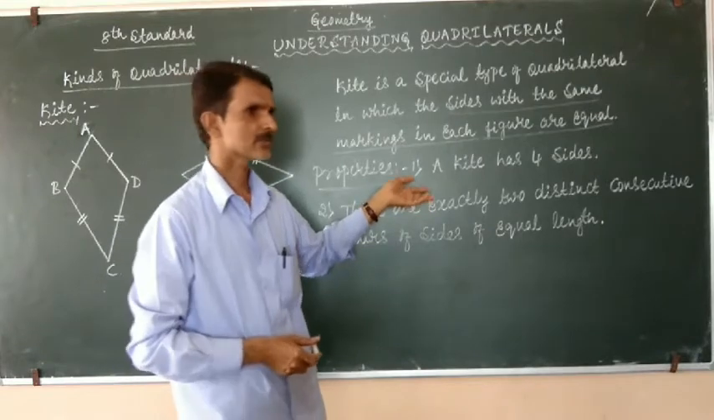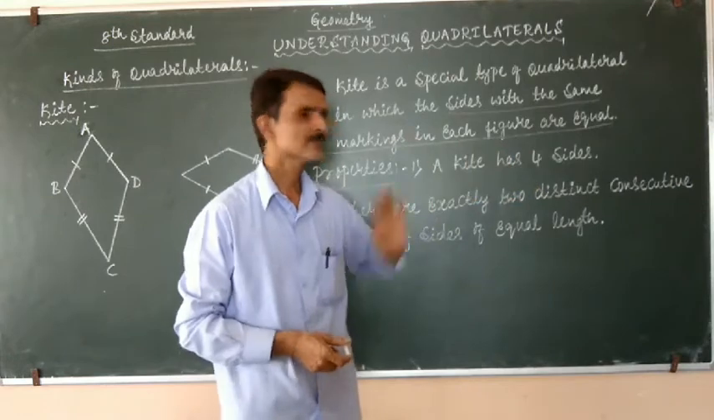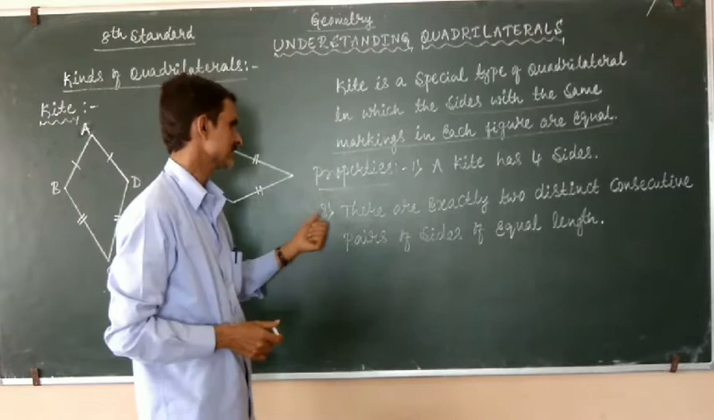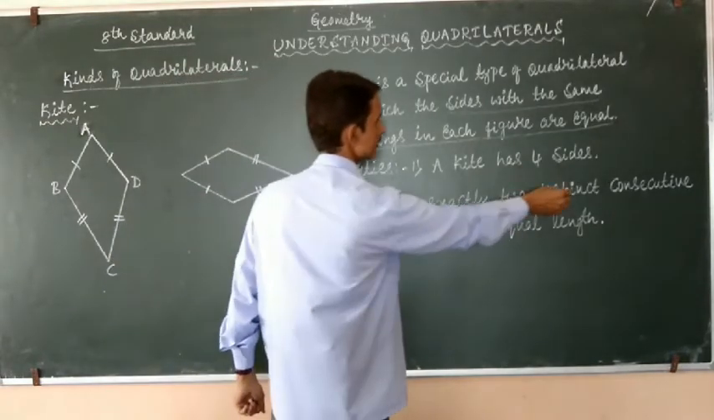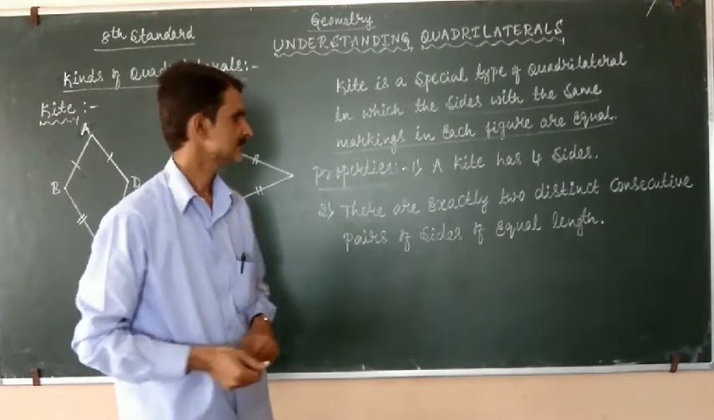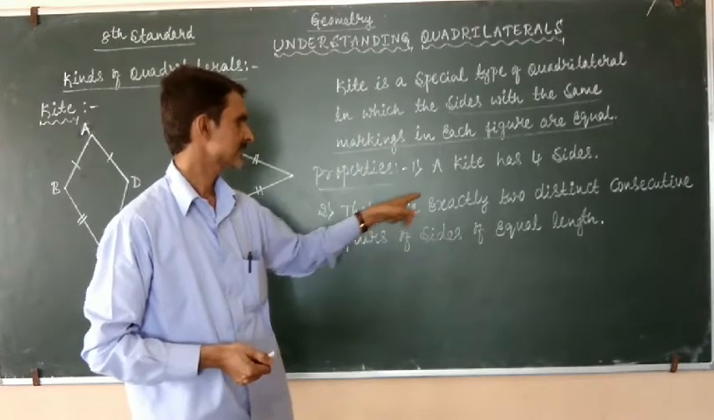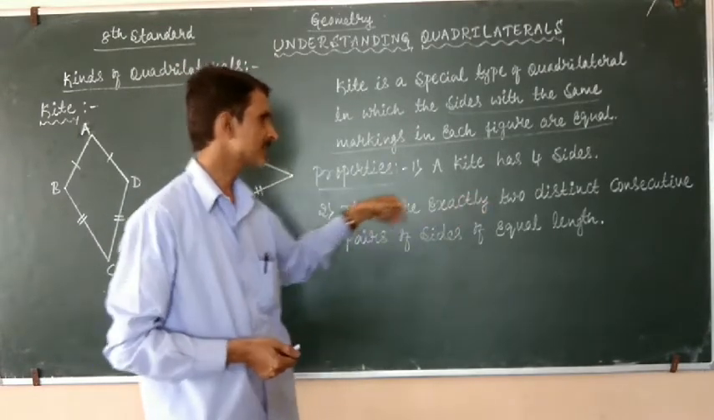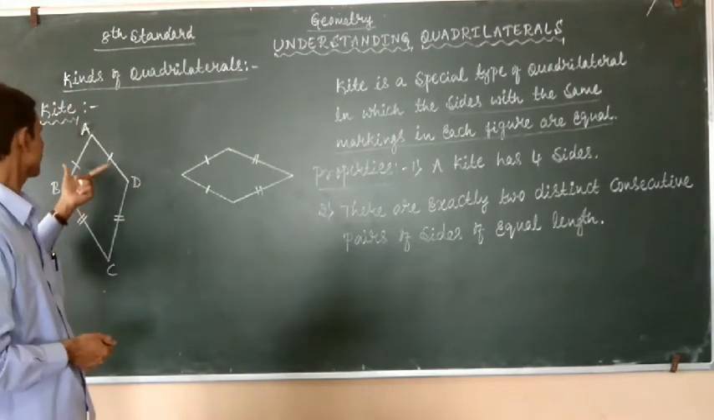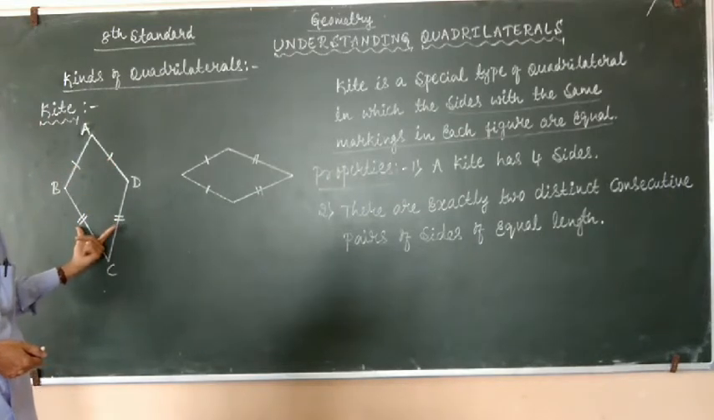First one, as usual, you know that it is a type of quadrilateral. Therefore it has four sides. The second one is that there are exactly two distinct consecutive pairs of sides of equal length. So if you observe this, exactly two distinct consecutive pairs: these two sides are equal, and these two sides are equal.